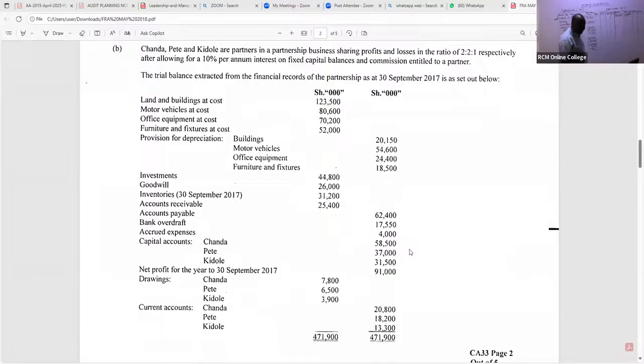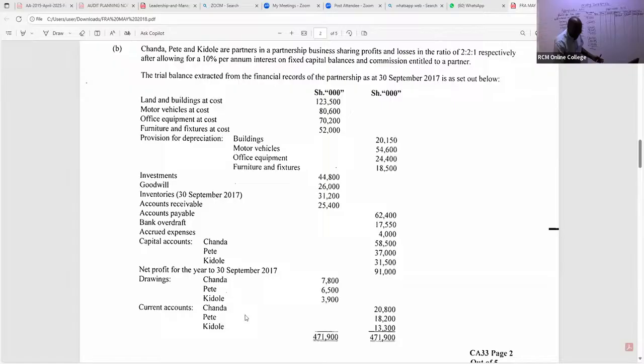On the credit side. So we have in this case here Pete getting 37,000. Kidole getting, ladies and gentlemen, here 31,500. What else in this case here are we able to pick out of this? Remember, this is capital account. All right, capital accounts being given there.